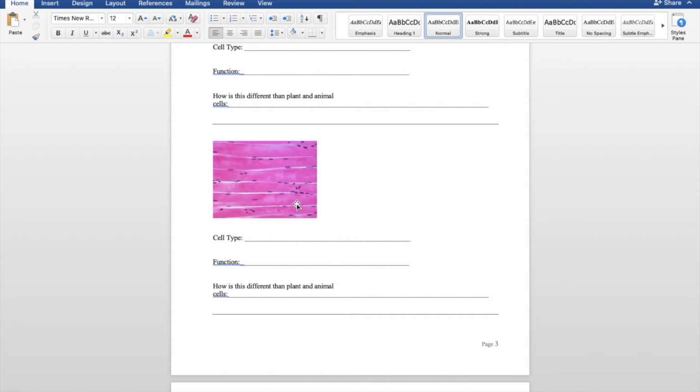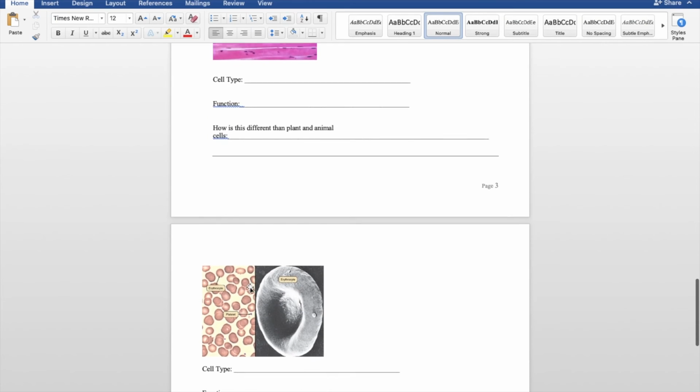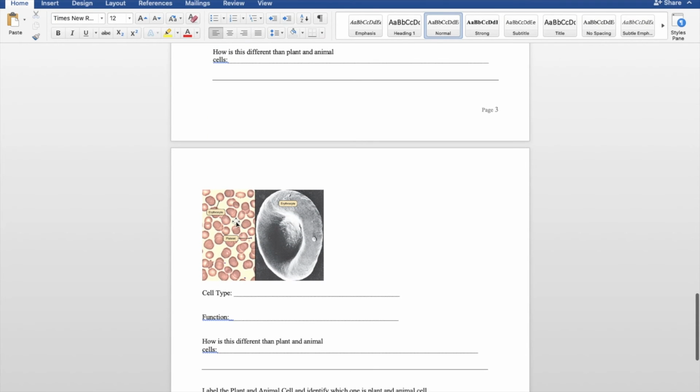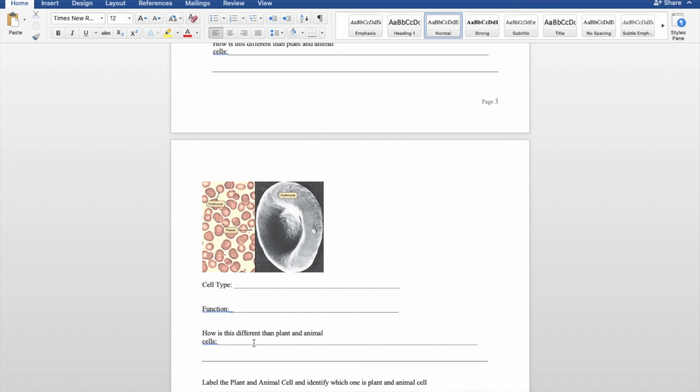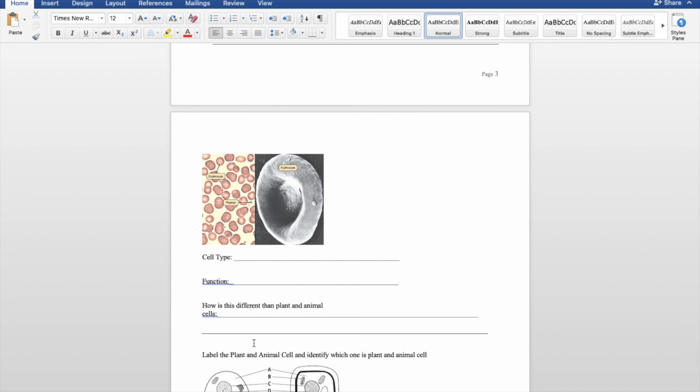This is another picture of the skeletal muscle or muscle cell. Its function is, again, to move the organism. And how is it different? It's going to contain more mitochondria due to the amount of energy required for movement. This is just another picture of the red blood cell or the erythrocyte. Its function is to transport gases throughout the body, and it's different by not having any organelles or nucleus inside.